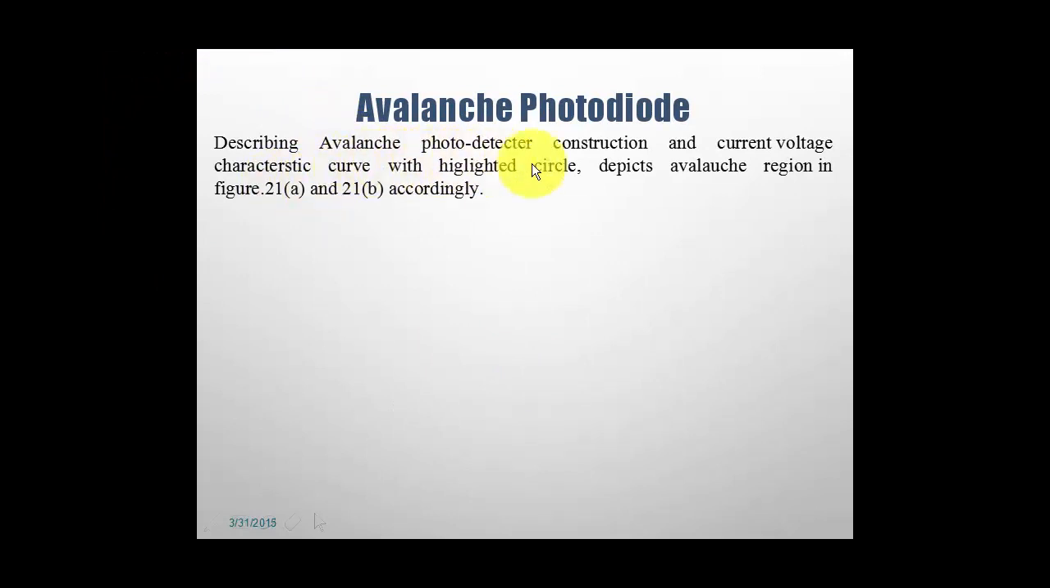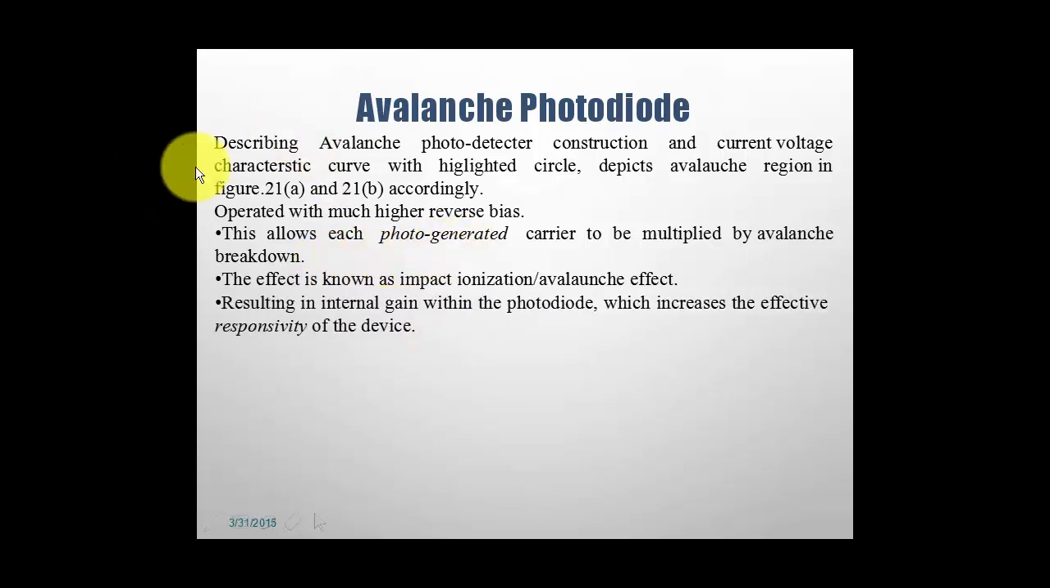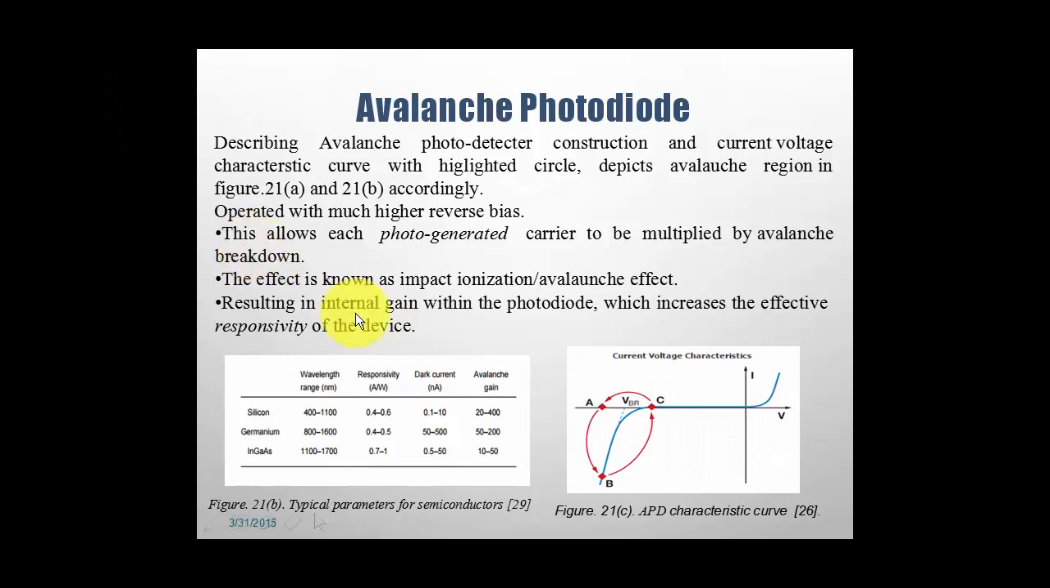Describing the avalanche photodetector construction and the current-voltage characteristic curve, with a highlighted circle depicting the avalanche region in the figure below, it is operated with a much higher reverse bias. This allows each photogenerated carrier to multiply by avalanche breakdown. The effect is known as impact ionization, resulting in internal gain within the photodiode, which increases the responsivity of the device.